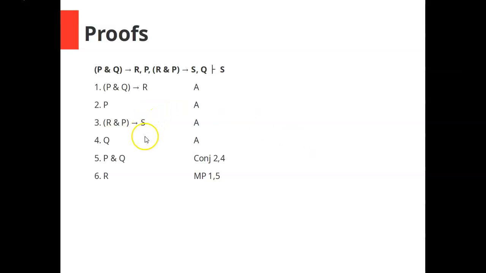And we're really close to getting S. S is the consequent of a conditional again. And if only we can get R and P, that would be the antecedent. We could use modus ponens one more time. Now we have R, and we already had P. So we can get R and P by conjunction of 2 and 6. And that allows us to use modus ponens again to get S from 3 and 7.